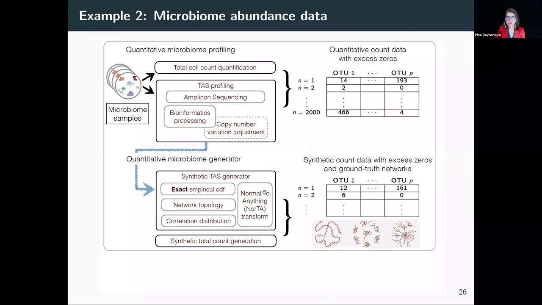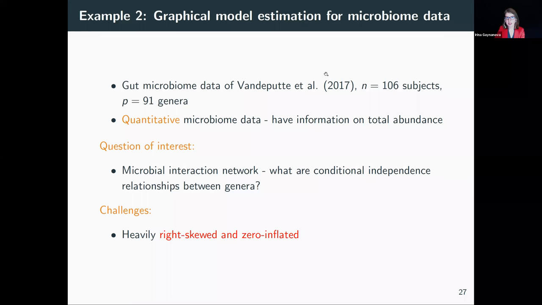So the second application that I want to show you is the microbiome abundance data. Again, recall here we have tables where rows are samples and columns correspond to the microbiome measurements. Specifically, we look at the data from Wandiputa, where we are looking at 106 subjects and we combine the microbiome at the genera level. So there's only 91 features.